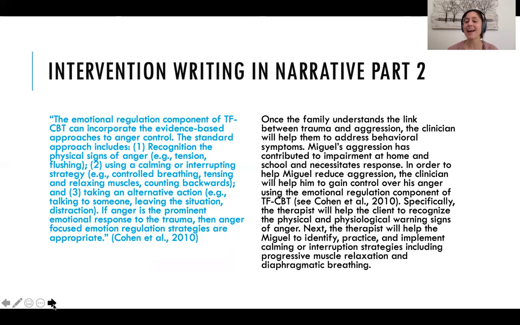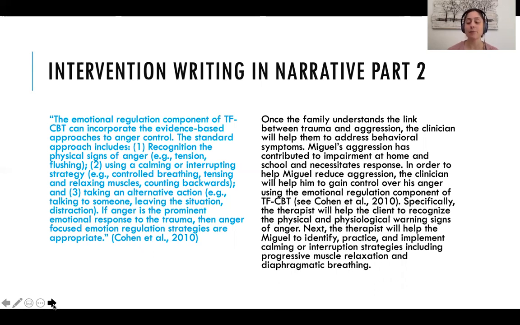Okay. Again, I haven't elaborated on these in the interest of space and time. It would greatly strengthen this paragraph to add a few sentences explaining each intervention. Let me read it to you and then I can give you some ideas for what you might add. Once the family understands the link between trauma and aggression, so nice transition from the psychoeducation one to this, the client will help them to address behavioral symptoms. Miguel's aggression has contributed to impairment at home and at school and necessitates response.